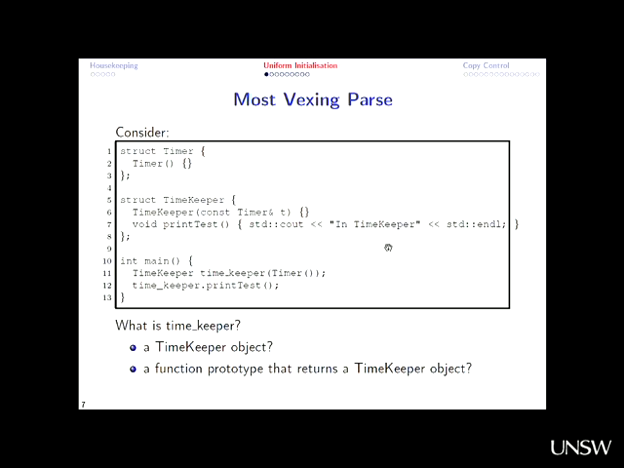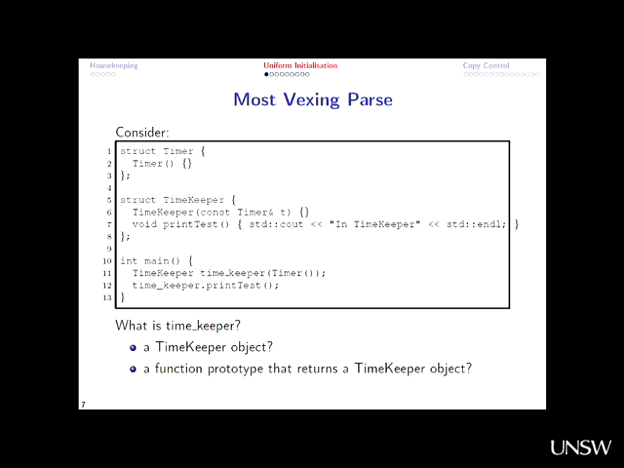So it's line 11 over here. Timekeeper takes in a timer object that's been constructed at that point. That's the intention of that line. Do people understand what the intention of that line is? Yep. So what do people think this actually is? Who thinks it should be, maybe it's not, but who thinks it should be a timekeeper object? Okay, most of you. Who thinks it should be a function prototype? Anybody? It kind of doesn't make sense that it should be a function prototype because it's inside main.